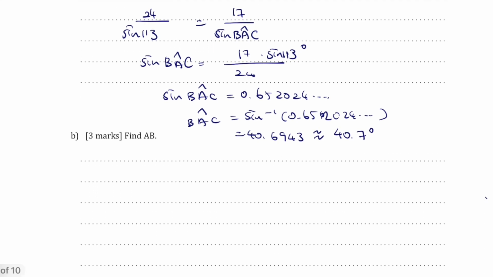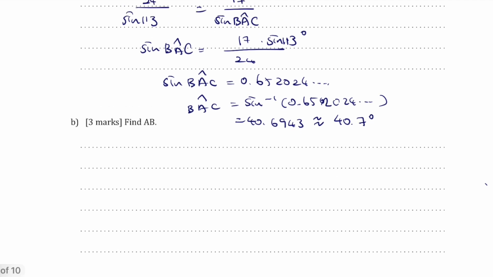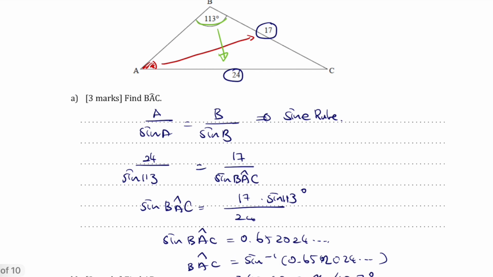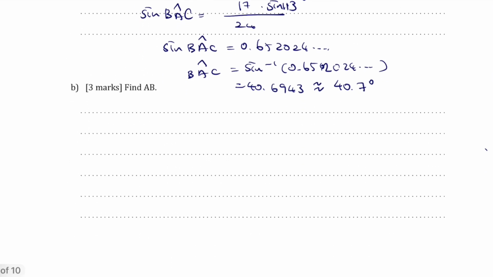Okay, then let's do question B. We need to find the AB. So AB is the side here, so we need to find this side. Okay, we just calculated, so let's redraw this triangle here.